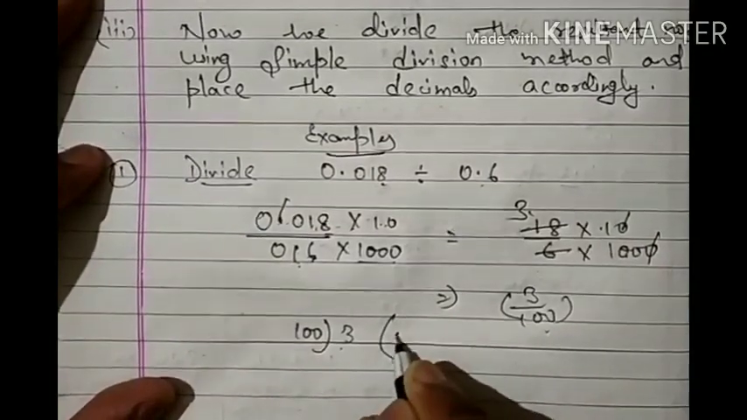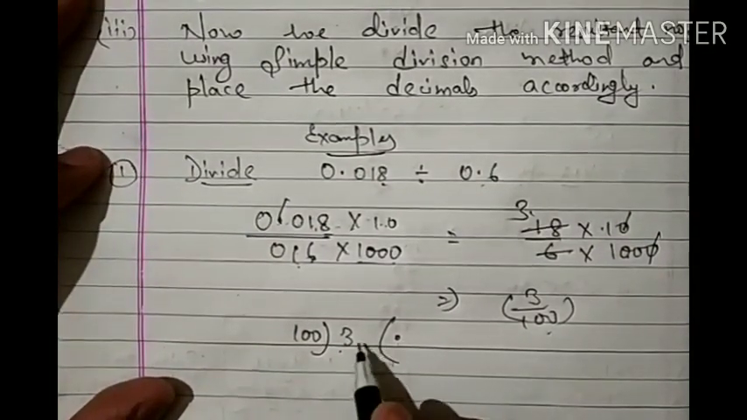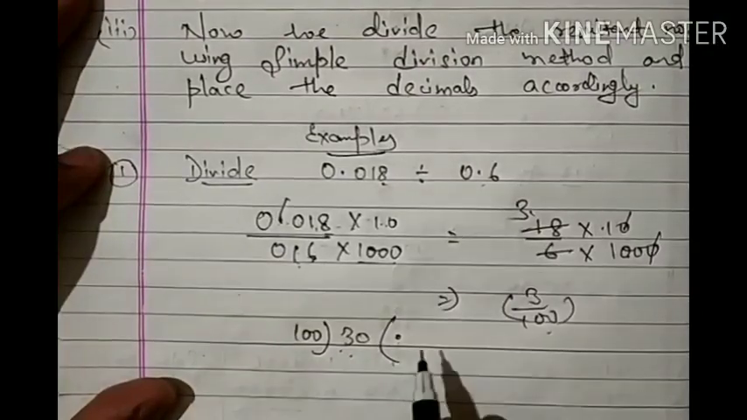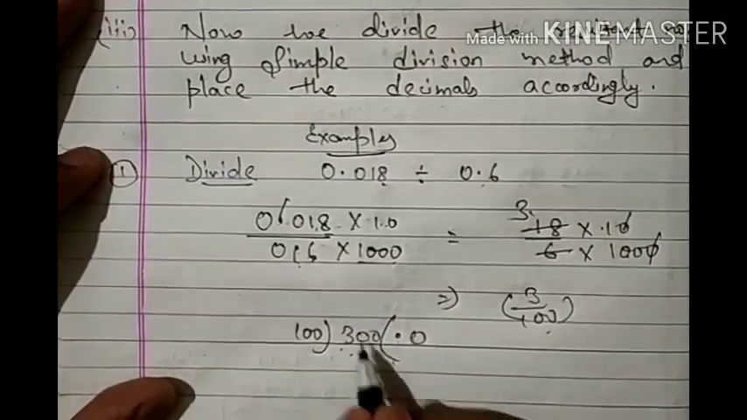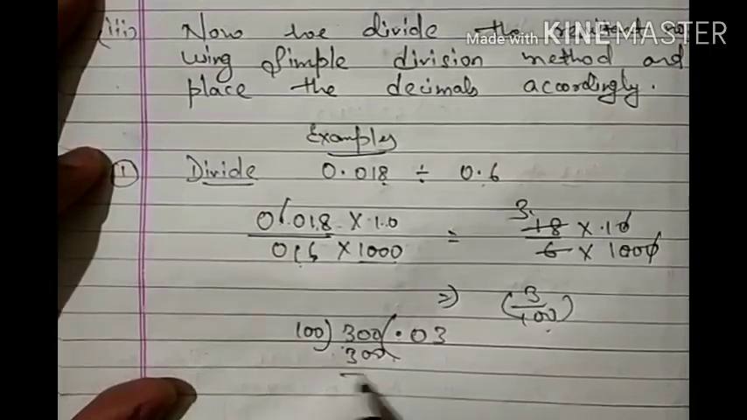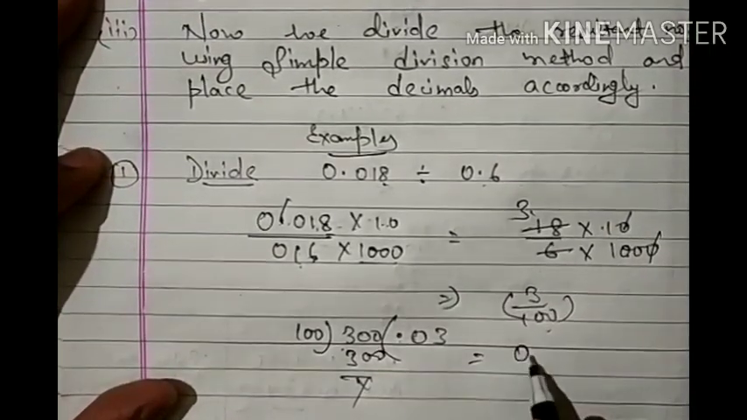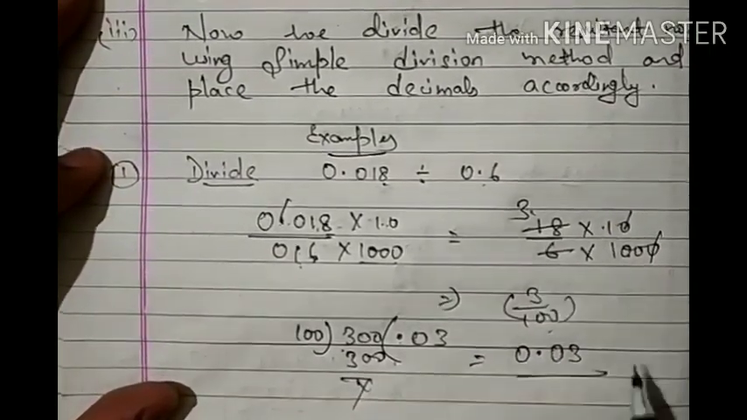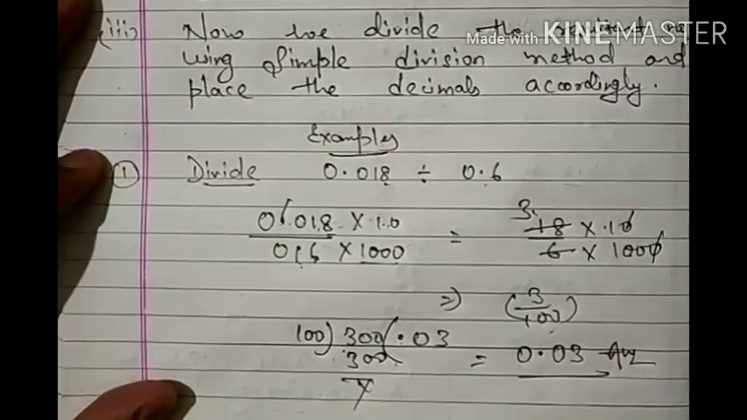We cannot divide, so we will put a point over here and we will get 0. Again we cannot divide, we will put 0. 100 times 3 is 300. So what is our answer? 0.03. This is our answer. I hope it is clear to everyone.